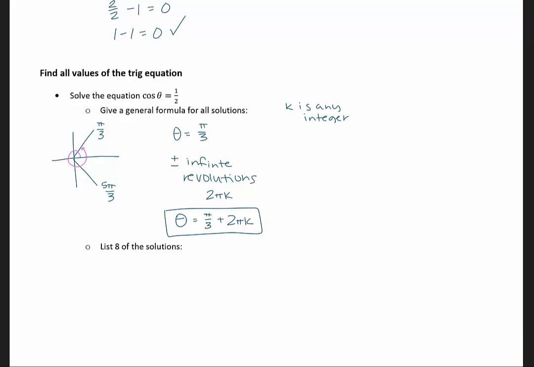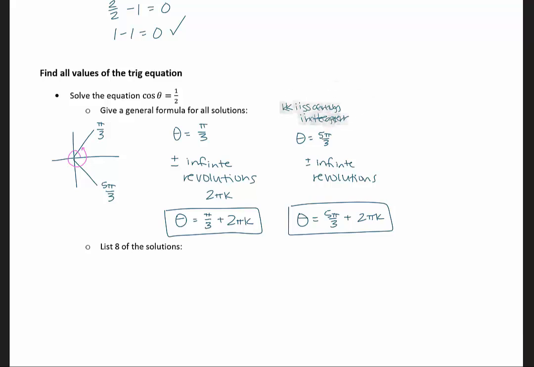But I also have to remember the 5 pi over 3. So if theta is equal to 5 pi over 3 plus or minus our infinite revolutions, then all I have to do now is add to this: theta is equal to 5 pi over 3 plus 2 pi k. And so those are my general formulas for infinite solutions. So we can find any value at any time when cosine is equal to 1/2. And again, k is any integer.